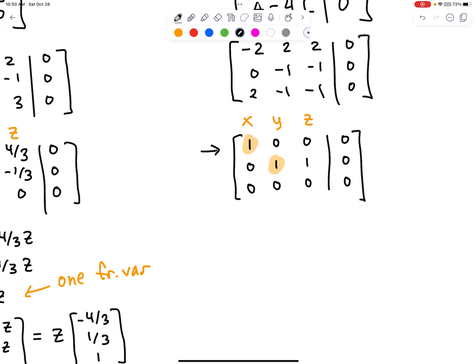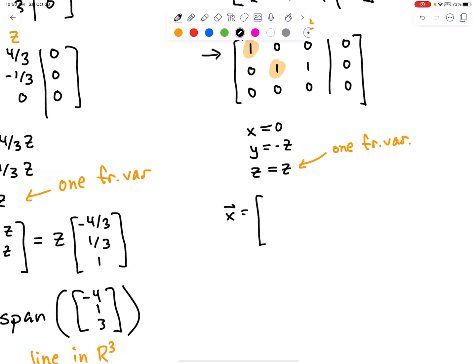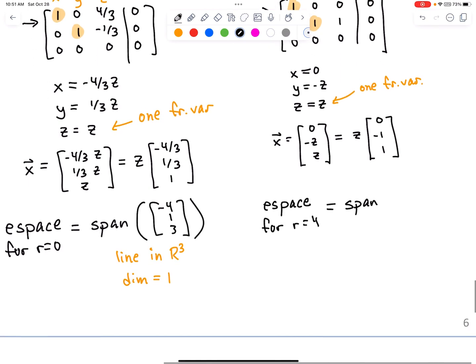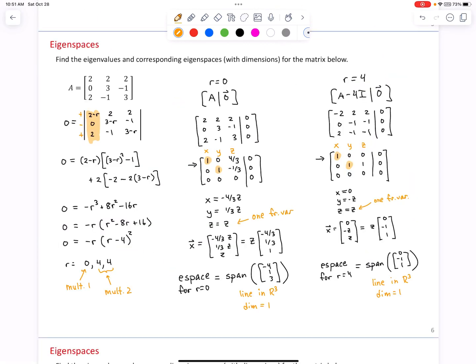First row reads x has to be 0. Second row reads y plus z has to be 0, so y has to be negative z. And z will be itself, being our only free variable. So our solutions will have the form 0, negative z, z, which we can factor out the free variable and get multiples of 0, negative 1, 1. So any non-zero multiple of this vector will serve as a basis vector for the eigenspace. We'll just use that vector itself. This again is a line in R3, and the dimension of this eigenspace is 1, which matches the number of free variables we found. Okay, let's do one more 3x3.